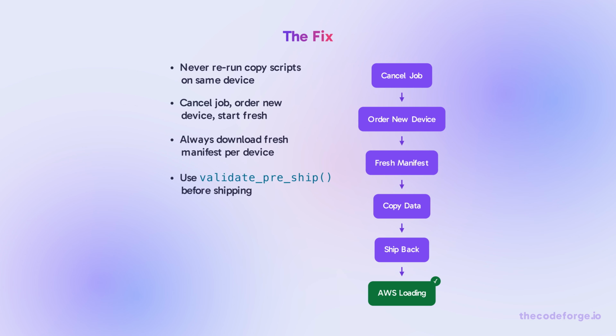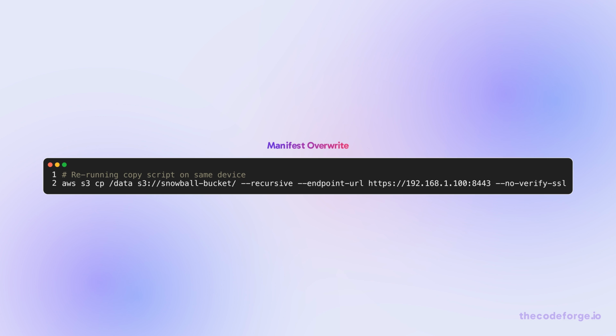The fix is simple: never rerun copy scripts on the same device. If something goes wrong, cancel the job, order a new device, and start fresh. Always download a fresh manifest per device from the console immediately before use. Use the validate pre-ship method to catch issues before shipping. Rerunning the copy script overwrites the manifest file on the device. The device's manifest is bound to its unique ID and becomes immutable after preparation.